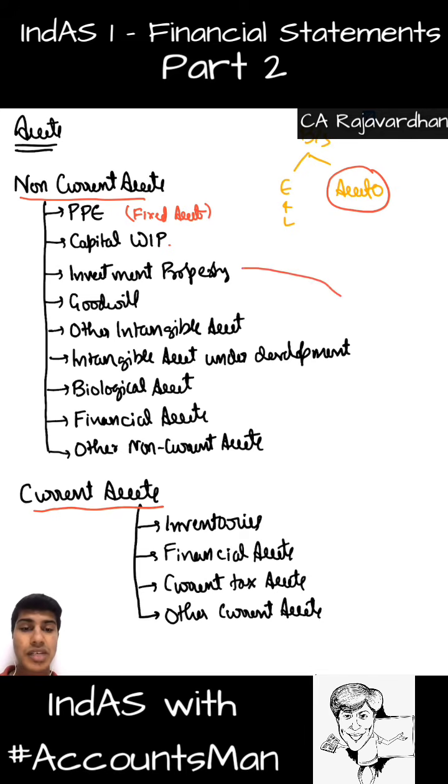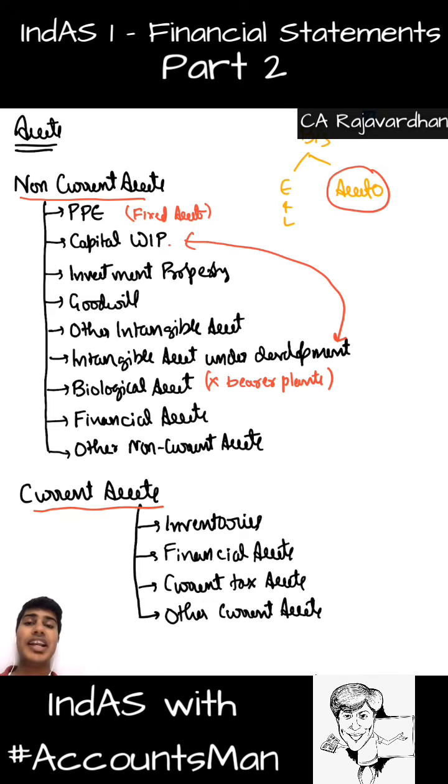This is along similar lines with our capital WIP. So this and this are similar in nature. If a tangible asset is in construction, it will be written as capital WIP. If there is an intangible asset under construction, it will be written as intangible asset under development. Then biological assets. This will not include bearer plants. Don't worry about this. We'll discuss this in detail when I take up PPE and Ind AS 41 agriculture. So biological asset will not include bearer plant in this particular context, and financial assets and other non-current assets. So this is the bifurcation of non-current assets.